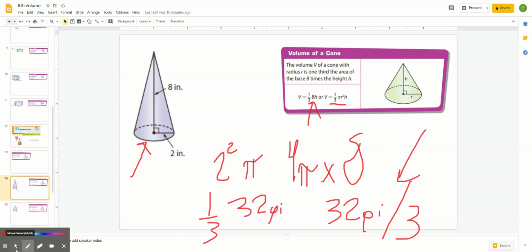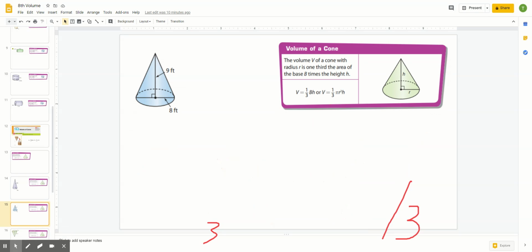Let's do one more example like that. Right here, take a look at what I'm given. I'm given the line across, which is going to be 8. So that is my diameter. I need to find my radius, so I divide by 2, and once I do that, both of these become 4. So I plug everything in now: 4 squared times pi times the height of my shape, which is 9. And then I need to take 1/3 of it. So this is how I set up my formula right here.